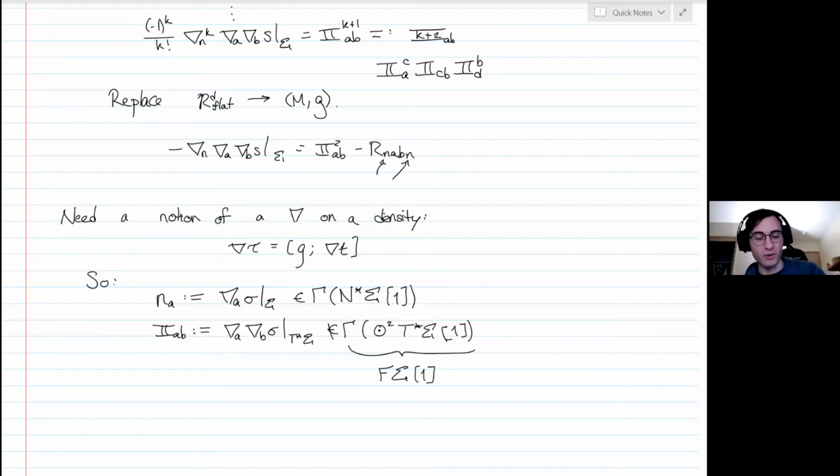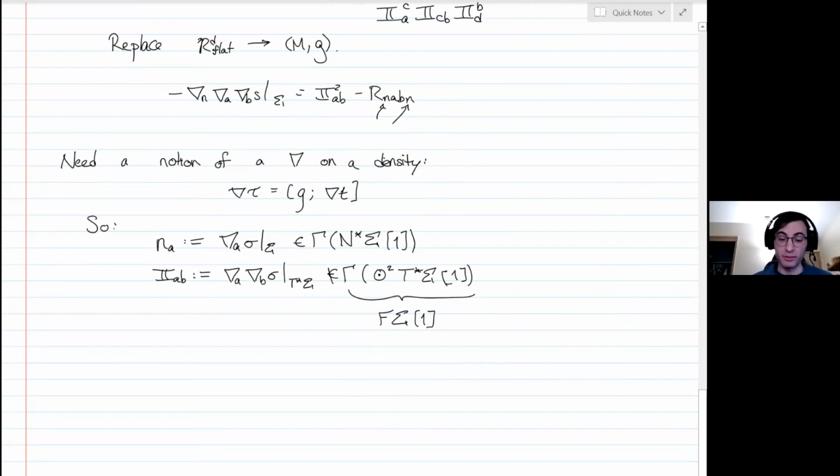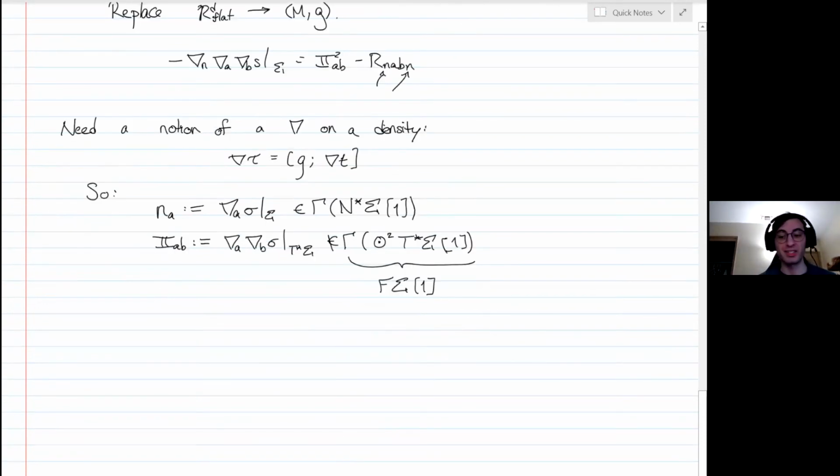The thing is though, this is actually a pretty easy problem to fix. The second fundamental form is not density valued, but it turns out its trace-free part is density valued, and hence it is conformally invariant. So all I'm going to do is define the trace-free second fundamental form. That's what that little circle means.